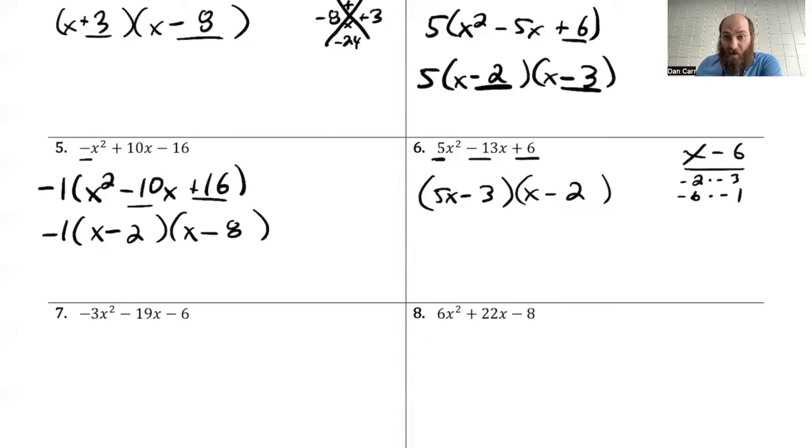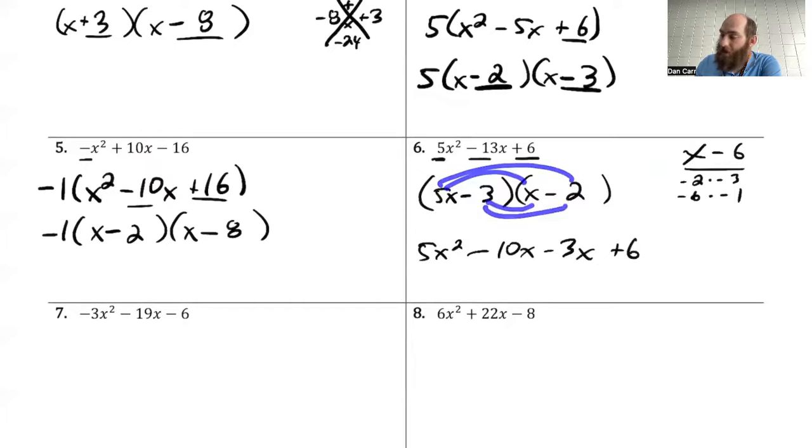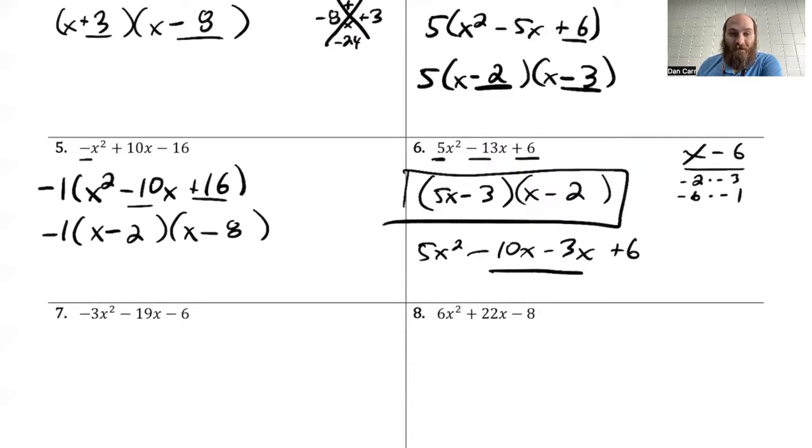To be on the safe side, I want to double check this. So I'm going to take 5x times x, which is 5x squared. And 5x times a -2 is a -10x. -3 times x, and then -3 times a -2 is a +6. Okay, so I just did this distribution. That times that, that times that. Okay, and yes, -10x and -3x come out together as -13x. So this is my factored form.